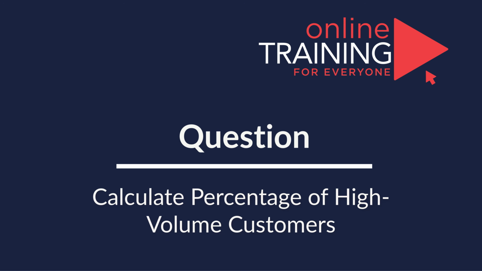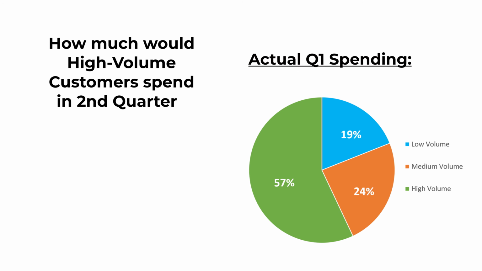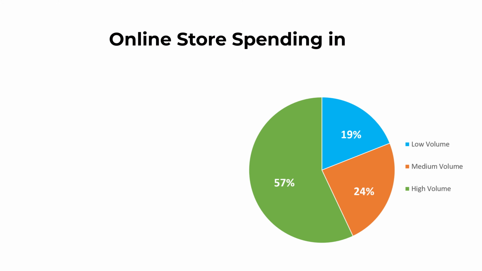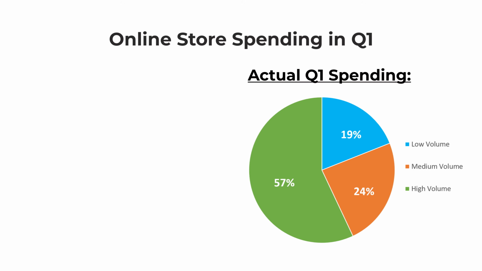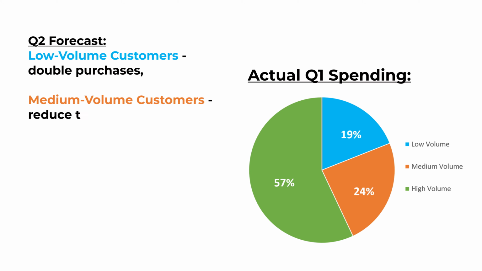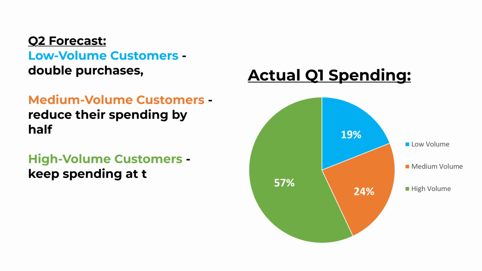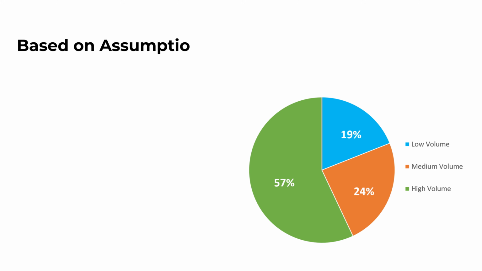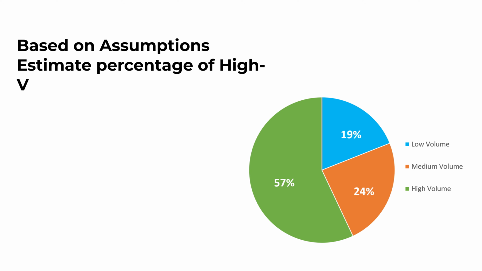Here's the question where you need to calculate the percentage of the high-volume customers, which tests your knowledge of charts and graphs. The following figure shows the tendencies to spend of visitors at the online store in Q1. Assume that in the next quarter, low-volume customers will double their purchases, while the medium-volume customers will reduce their spending by half, and high-volume customers will keep the same. What would be the percentage of high-volume customers in Q2?